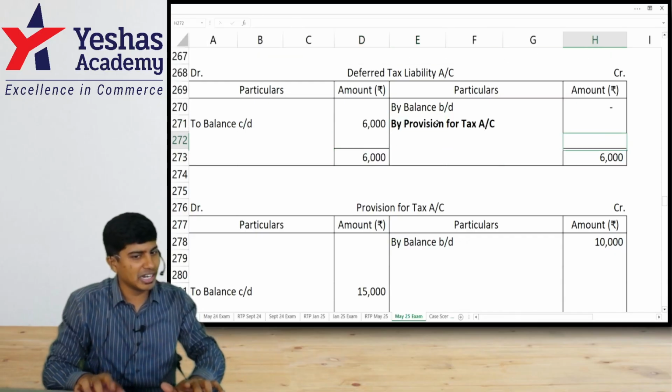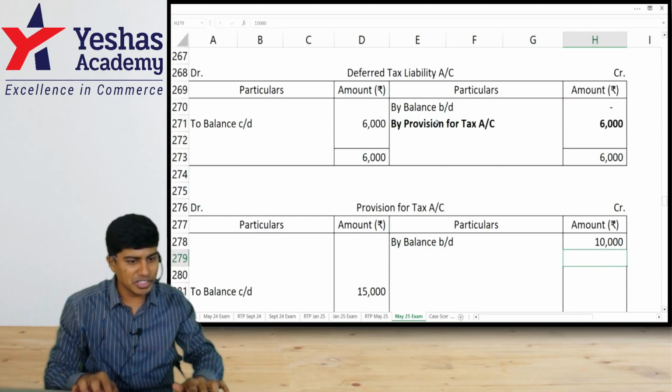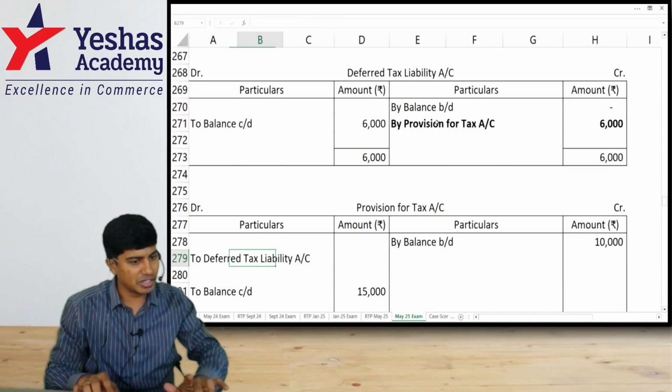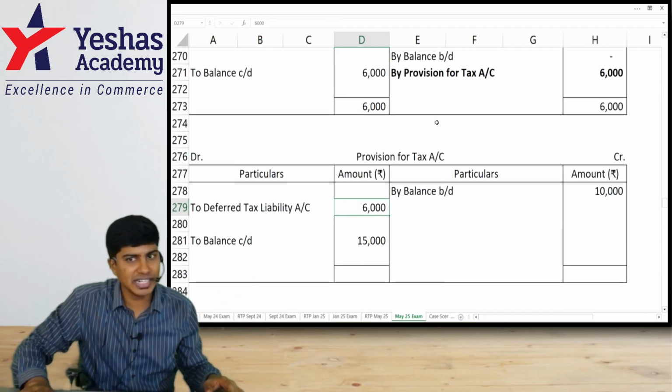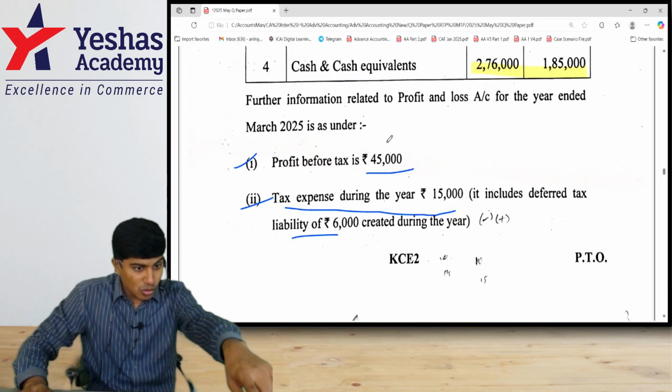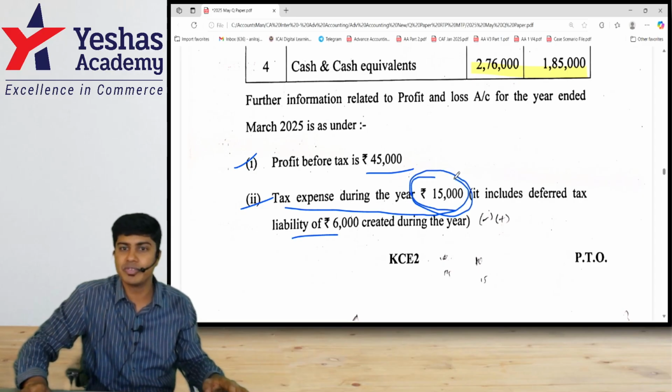This is the beauty of opening ledger. In deferred tax liability, I wrote by provision for tax. In provision for tax ledger, write to deferred tax liability 6,000. This is not difficult. I hope you guys understand this is not difficult. They have told in the question that tax expense is 15. How much is tax expense?